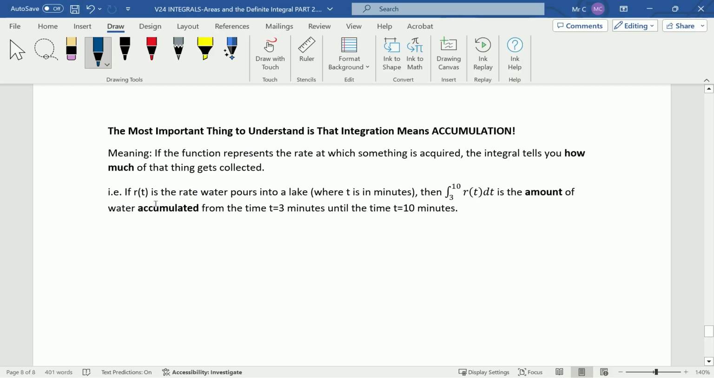So, an example: if r of t was the rate that water poured into a lake, then the integral from 3 to 10 of r of t dt means the amount of water accumulated from time t equals 3 minutes until the time t equals 10. Just like when we look at the picture, it looks like the area under the curve is being accumulated as you move from left to right. That's what it represents, accumulation of these real world things. So that's why we care about integrals and what we're going to be using them for.